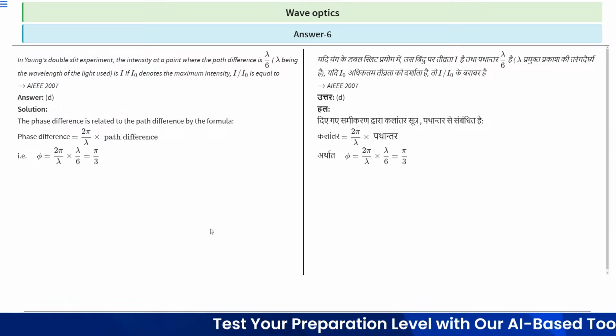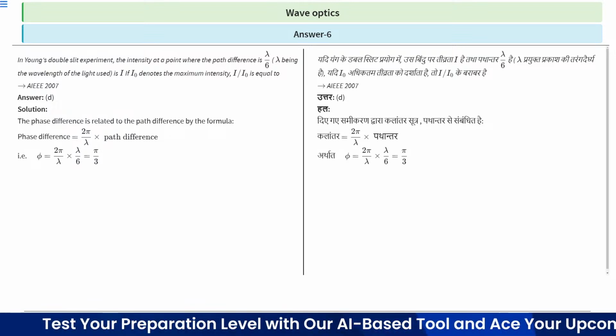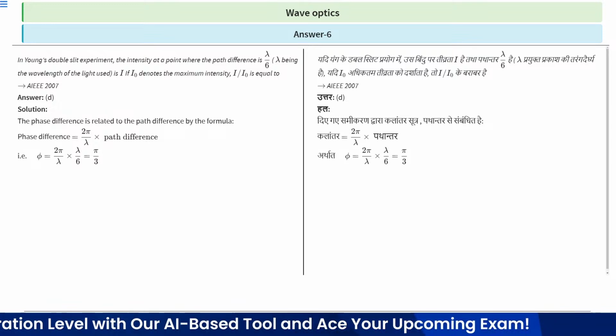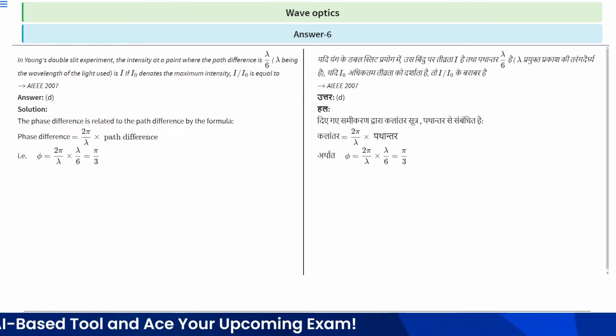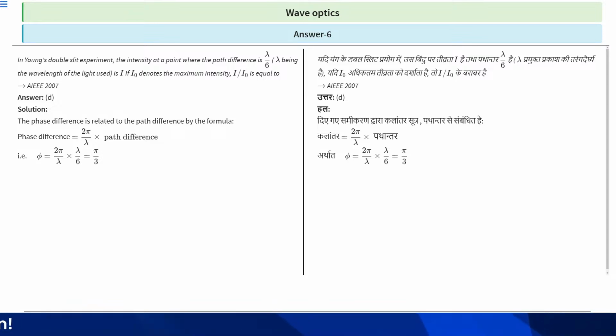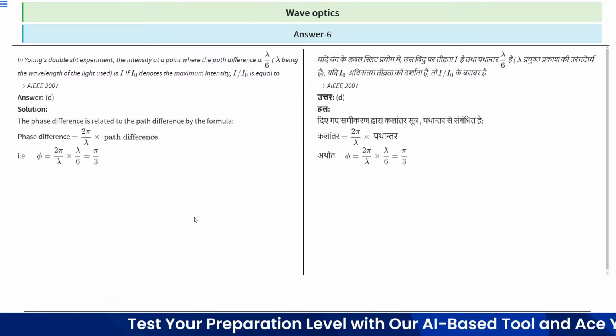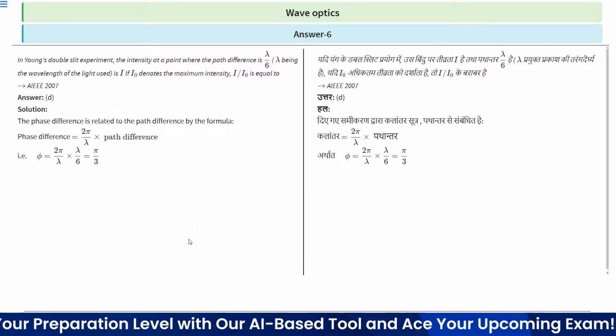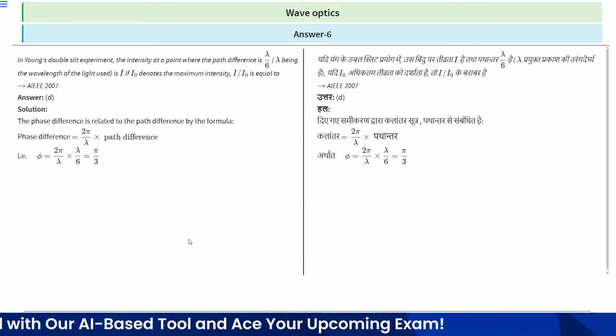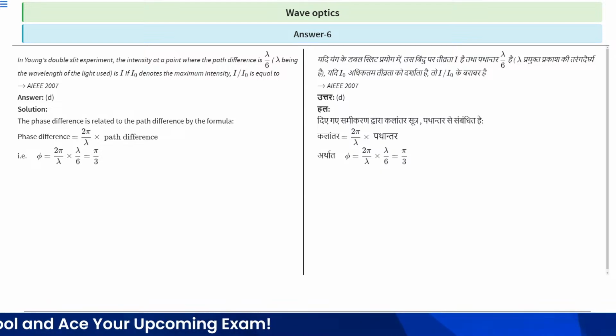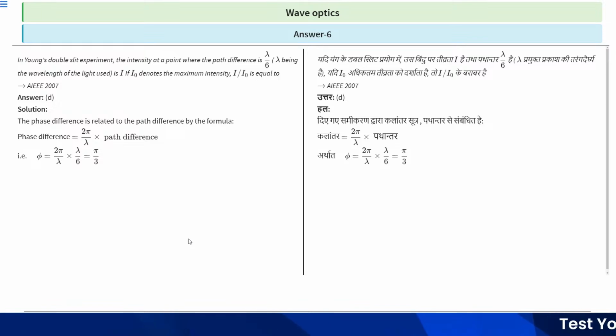The phase difference is related to path difference, and this is given by the formula: phase difference is equal to 2 pi divided by lambda multiplied by path difference. This is an important formula, and phase difference is denoted by the symbol phi. So phi equals 2 pi divided by lambda multiplied by path difference, and path difference is lambda by 6, which is given in this question. So phi after calculating becomes pi by 3.